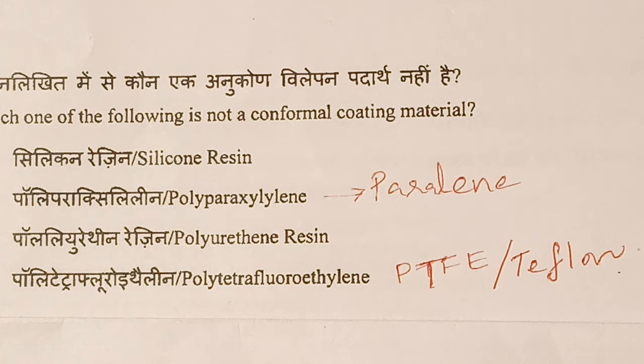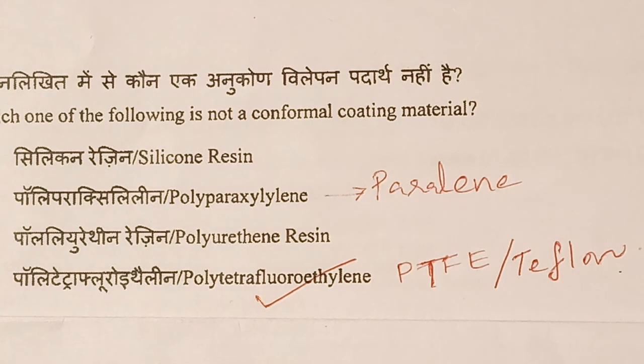It's used to manufacture small products using the plastic material, which is light in weight, and it is a strong material. So the answer is option D, polytetrafluoroethylene or PTFE or Teflon. This is not a conformal coating material. So the answer is option D, polytetrafluoroethylene, which is not a conformal coating material.